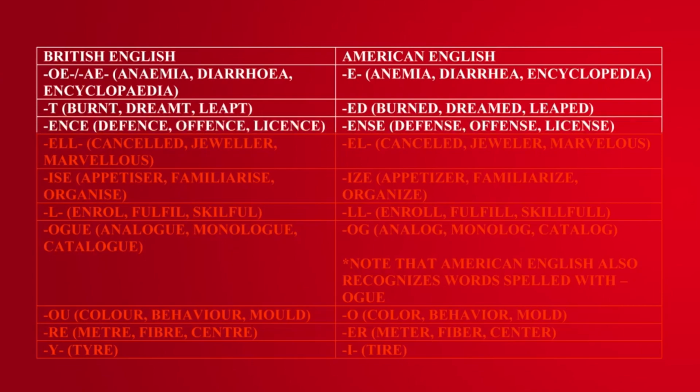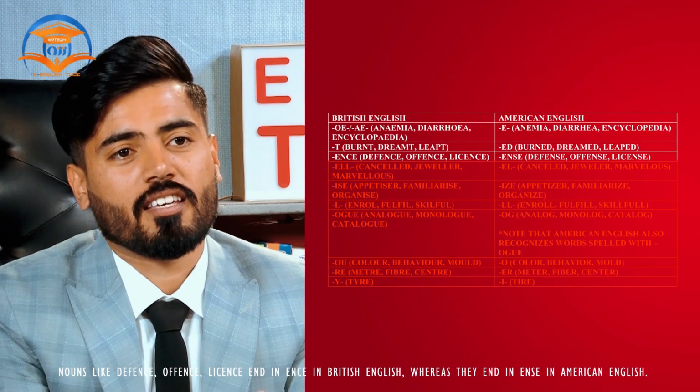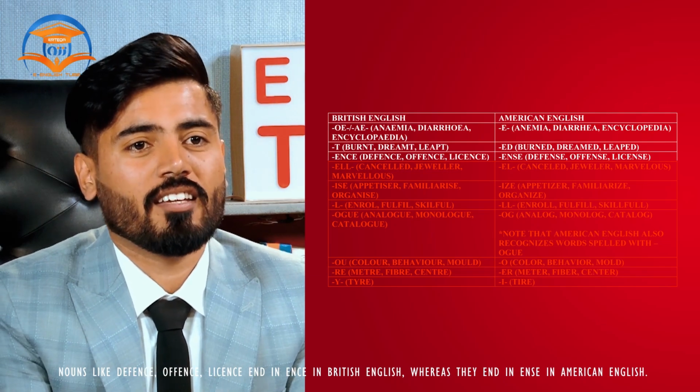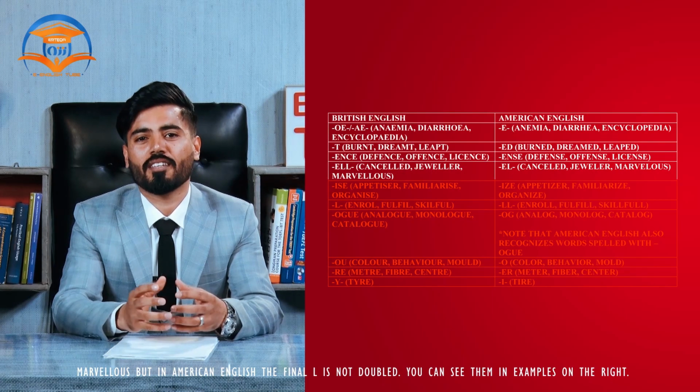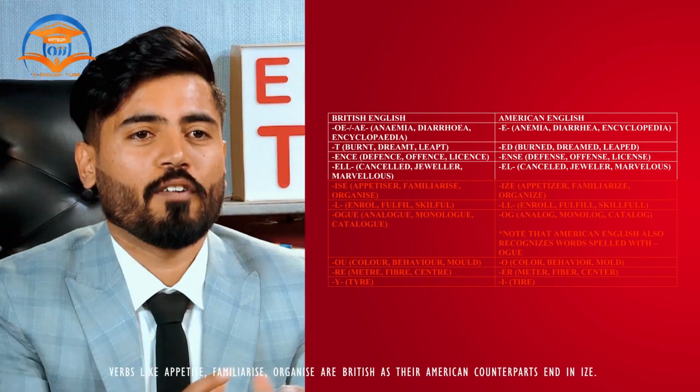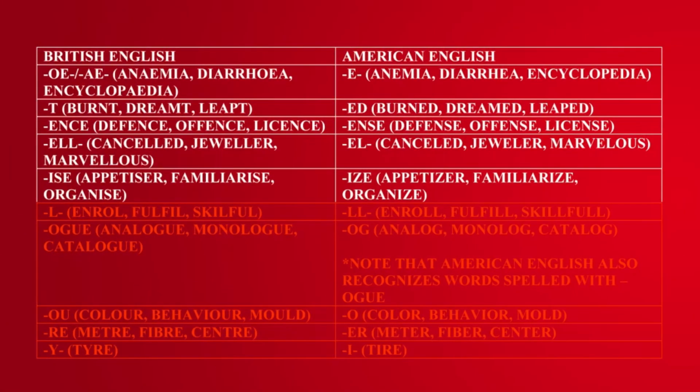Nouns like defence, offence, and licence end in ENCE in British English, whereas they end in ENSE in American English. In British English, words which end in the letter L are suffixed by doubling the final L, like cancelled, jeweller, marvellous, but in American English, the final L is not doubled. You can see them in the examples on the right. Verbs like appetise, familiarise, organise are British, as their American counterparts end in IZE. As you can see, there are other words which end in a single L in American English, like enroll, fulfill, skillful.